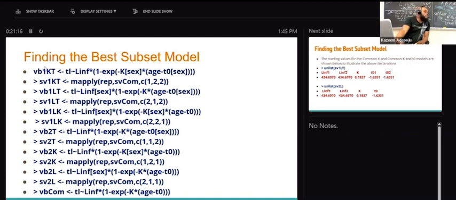VB1KT means they have one parameter in common. What do they have in common? L infinity. They have L infinity in common. When you see LT, it means they have K in common. Does that make sense? When you see LK, L and K, they have T0 in common.